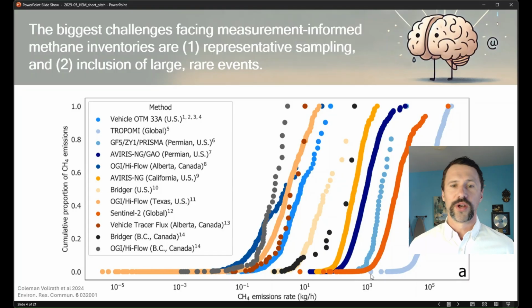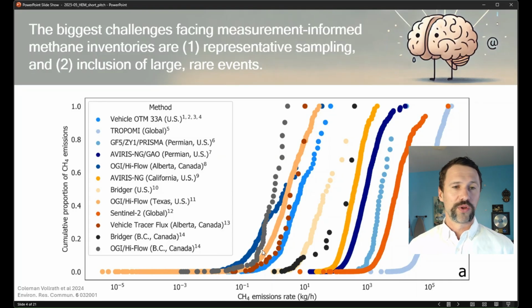One really interesting thing to note here is that this x-axis spans 10 orders of magnitude. This is an absolutely massive variation in the emission rates that we see, even from within individual campaigns for individual technologies and regions, but especially across campaigns.